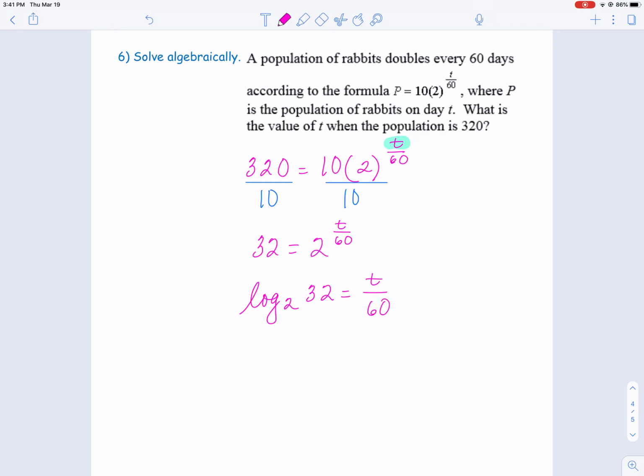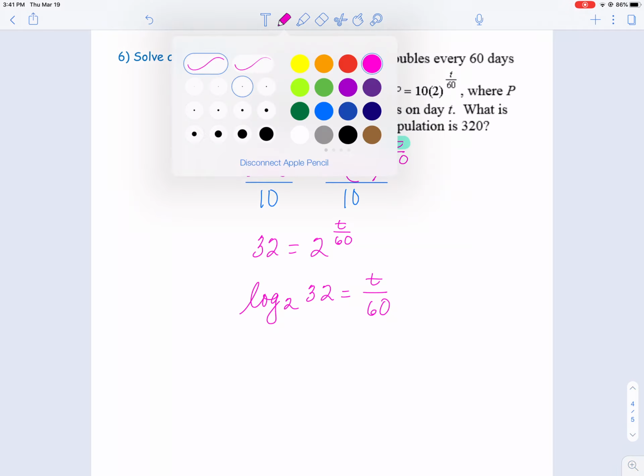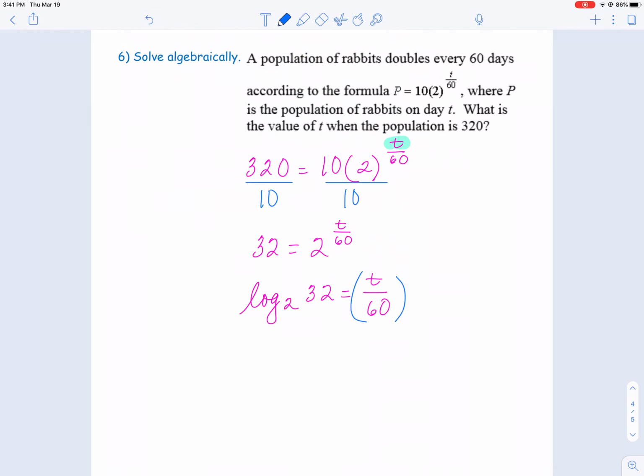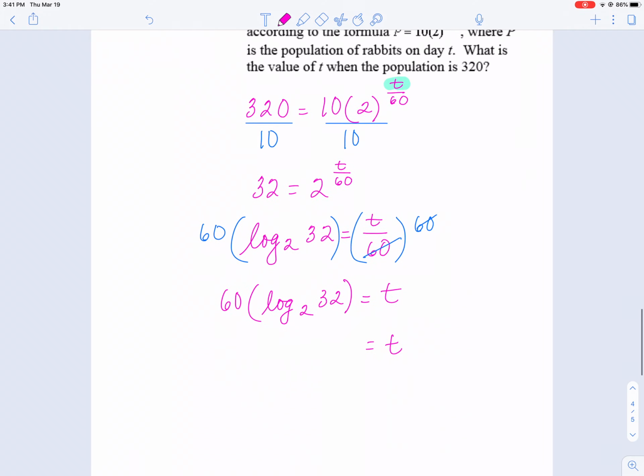And now if we want to solve for t, get rid of that 60. So let's multiply both sides by 60. That's going to simplify this side. And now on this side, you're going to go into your calculator and you're going to do 60 times log base 2 of 32. That'll tell me what t equals. When you go into the calculator, you get 300. And here we're talking t was in days, so 300 days.